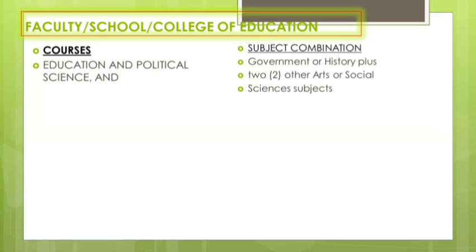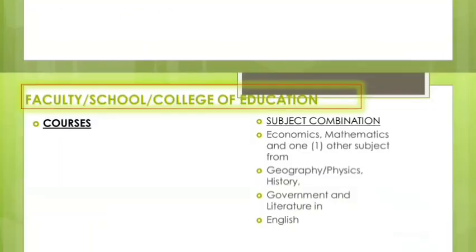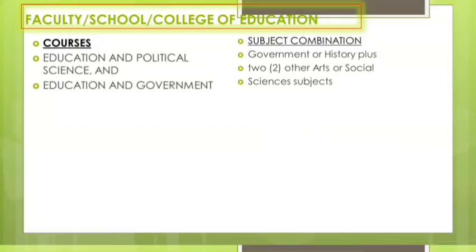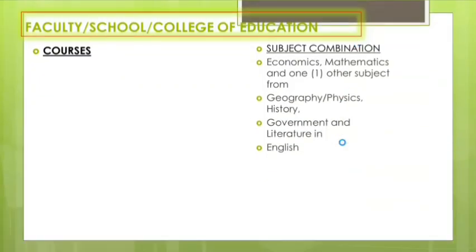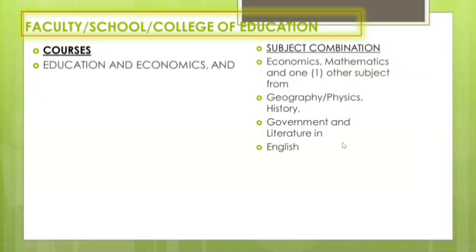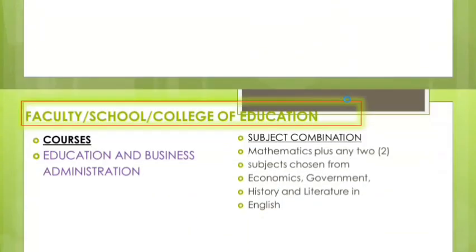For candidates applying for education and political science and education and government, your JAMB subject combination include government or history plus two other arts or social science subjects. For candidates applying for education and economics, geography or physics, these are your JAMB subject combination.